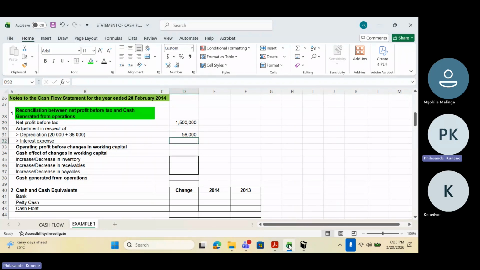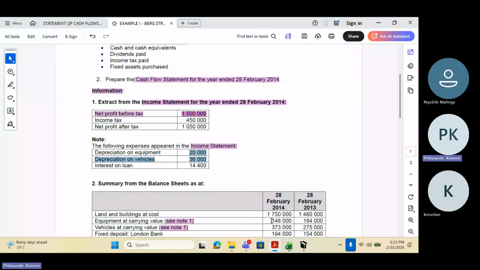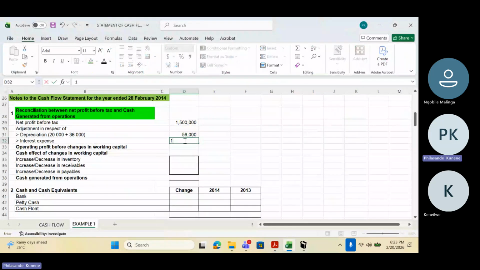How much is the interest on loan? There it is here, 14,400 rands. Why am I adding back interest on loan? Anyone who would like to try on this one? Why am I adding it back?